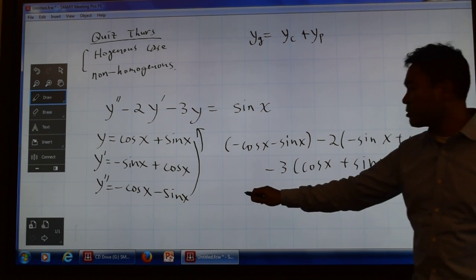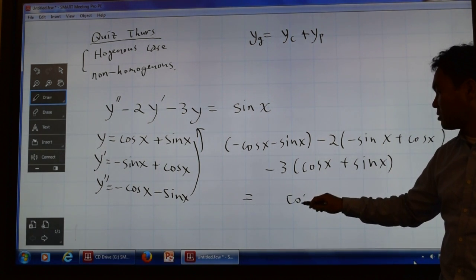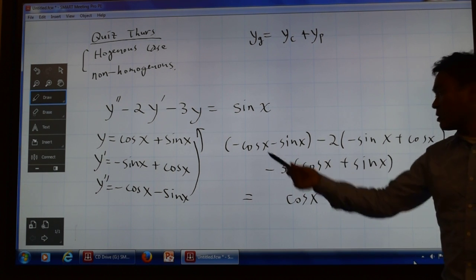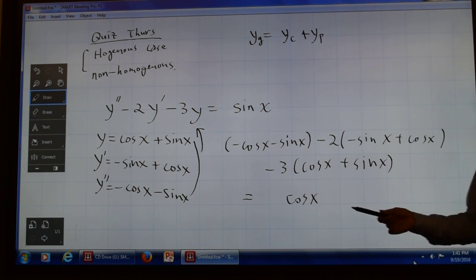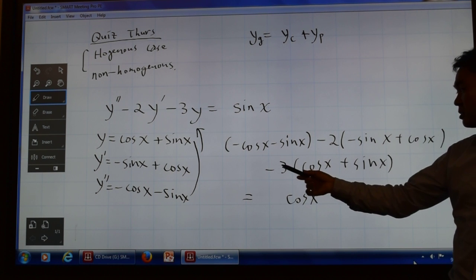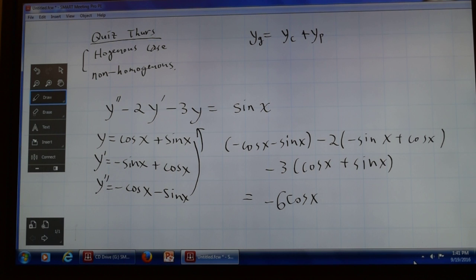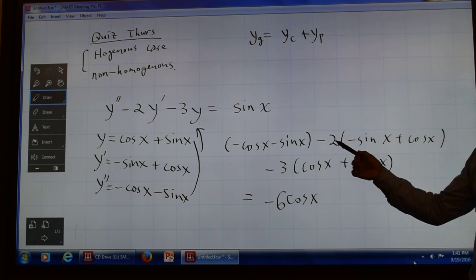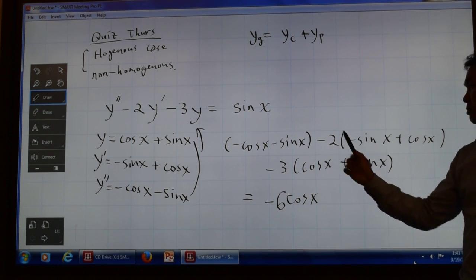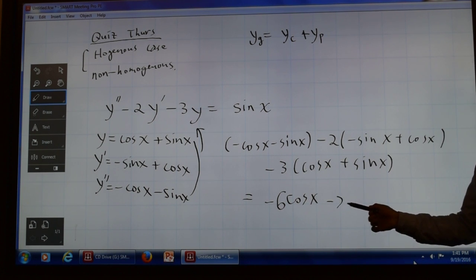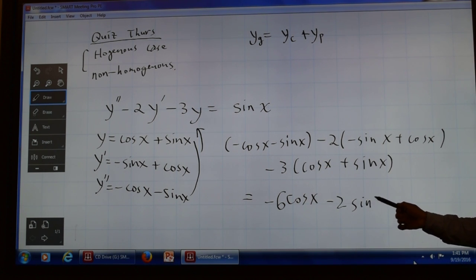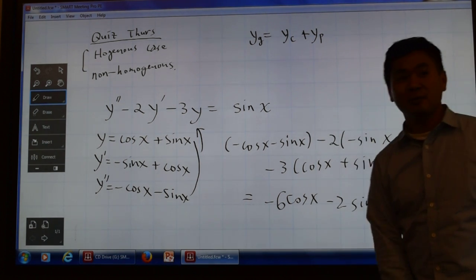So let's gather the like terms. First, for the cosines, what do we get? Negative cosine minus 2, so that's negative 3 cosine minus 3, so we have negative 6 cosine. And then negative sine plus 2, positive 1 minus 2 sine x. Okay. So again, is it success or fail? Which one? Fail. It still doesn't match the sine.